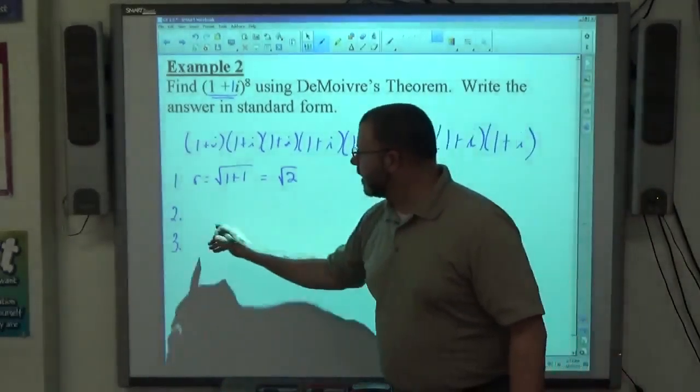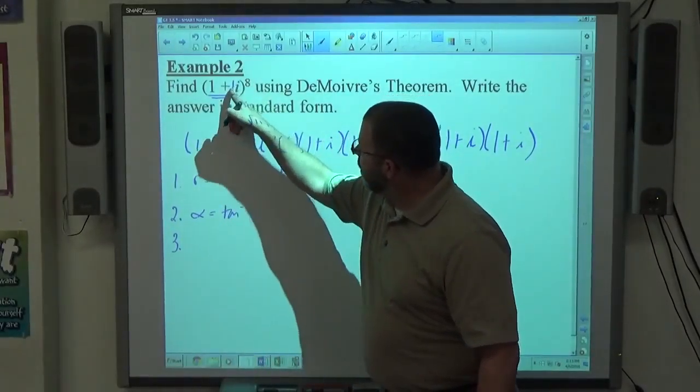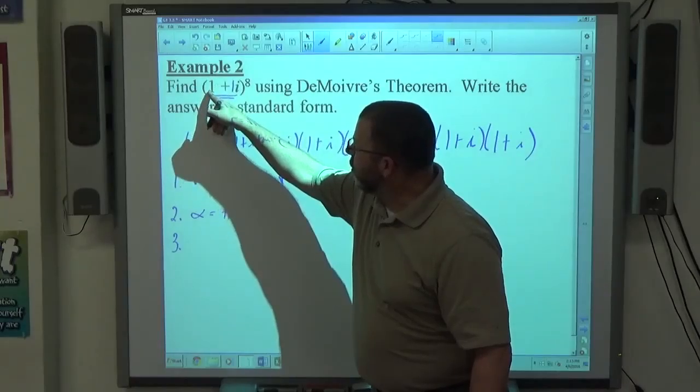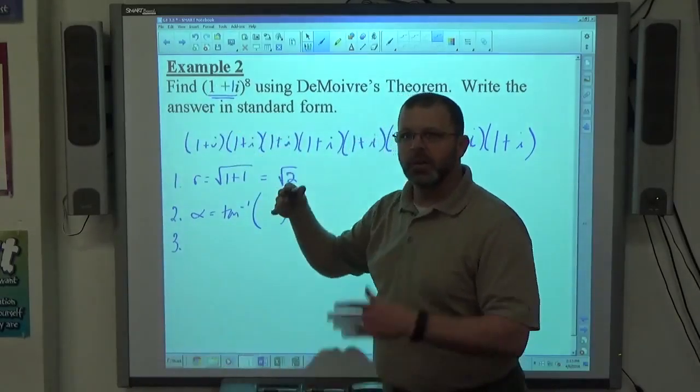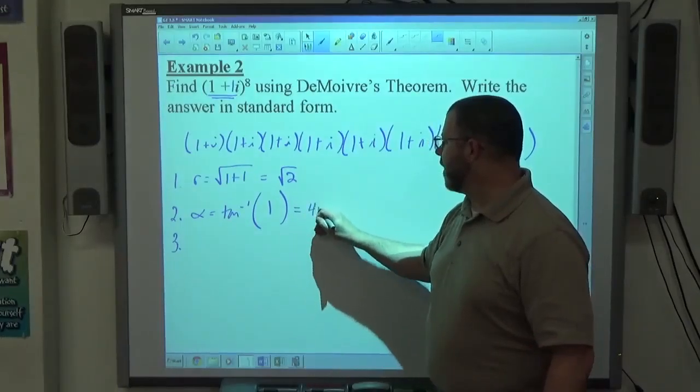All right. Second thing, alpha is going to equal the inverse tangent of the imaginary coefficient over the real number absolute value. So 1 over 1, which is 1. Inverse tangent of 1 is 45 degrees.